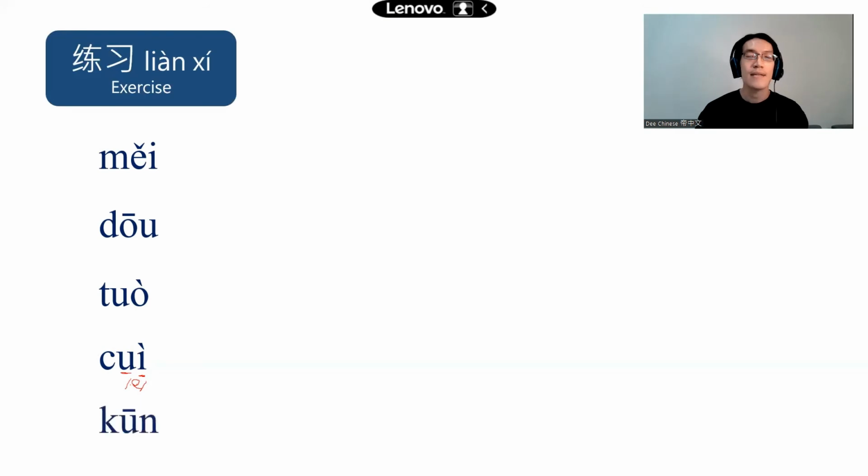And the next one should be 坤. Remember, when u and n are together, there is a hidden n between u and n. 坤. The next one should be 变.